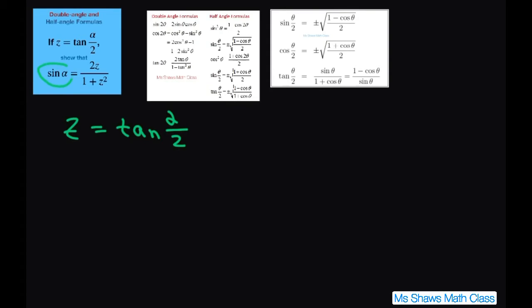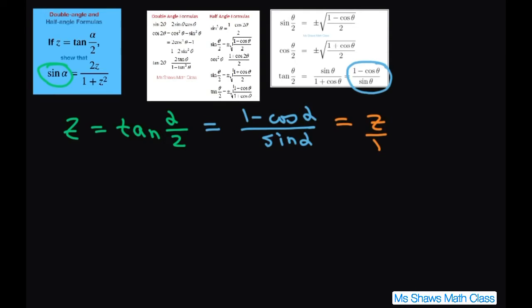Now we're dealing with sine of alpha, so I'm going to use this formula here with the sine, and I'm going to write this tan of alpha over 2 as 1 minus cosine of alpha divided by sine of alpha. Again, this equals z. Now if I cross multiply, I get z sine of alpha equals 1 minus cosine of alpha.